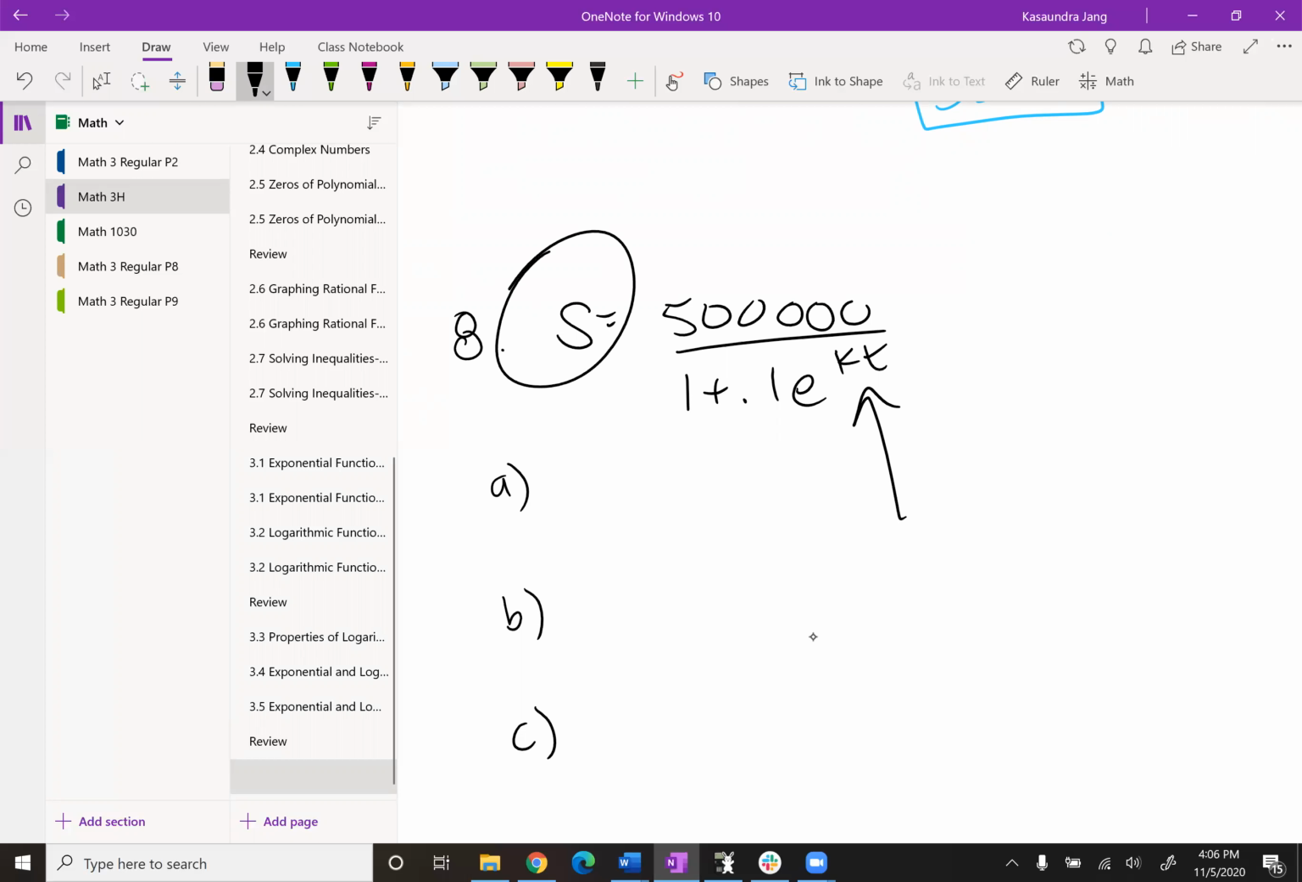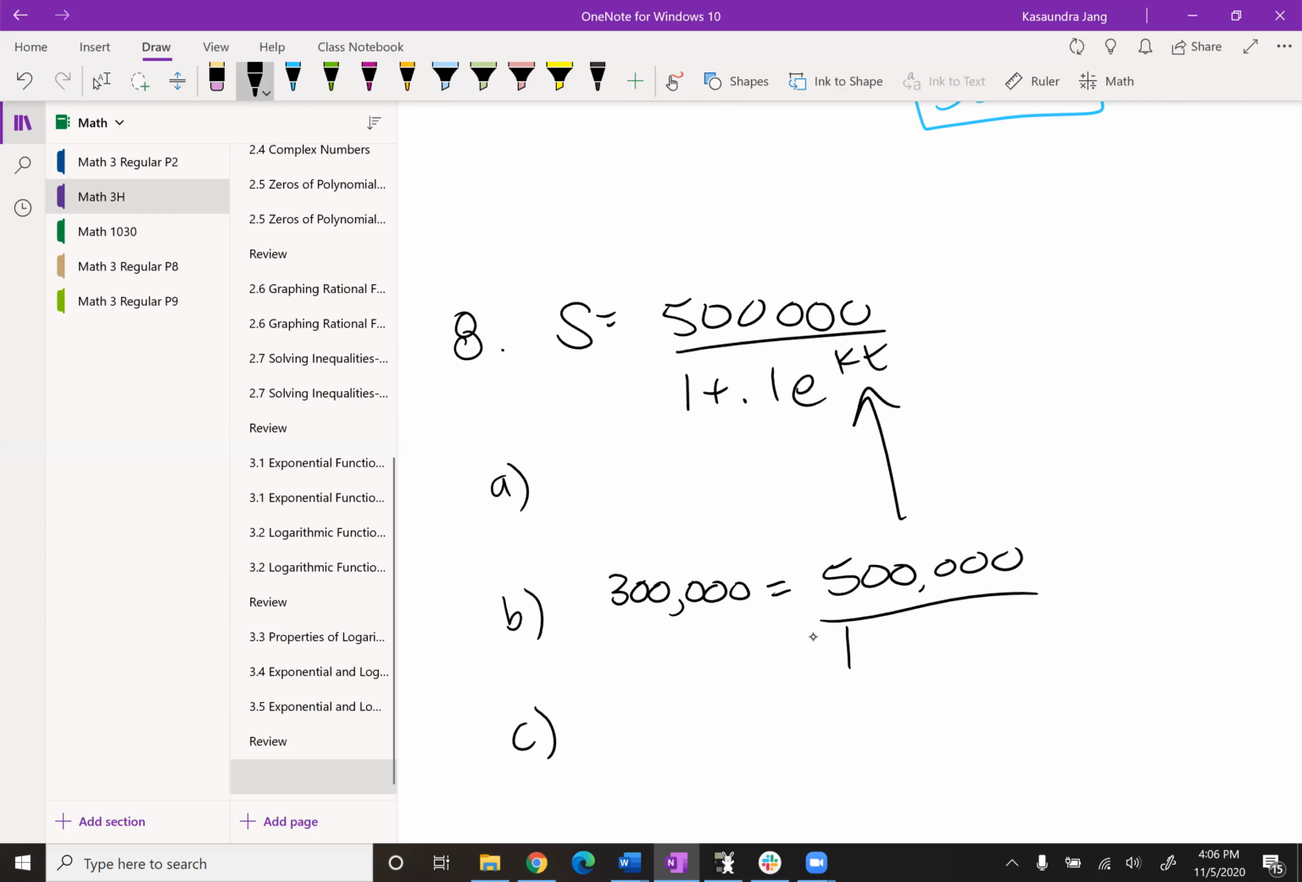So what I end up with is the S. I'm going to put a 300,000 there. Equals my 500,000 over 1 plus 0.1. This 300,000 happened in 2013, where your 2010 was time 0. Your 2013 is like time 3. I'm going to put a 3 in for my T. It's like 3 years later. Okay, so the only variable I have now is the K.